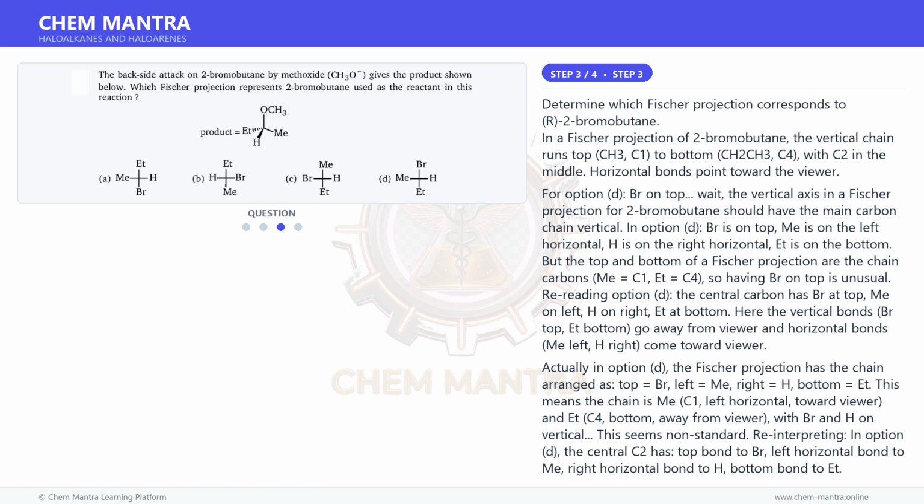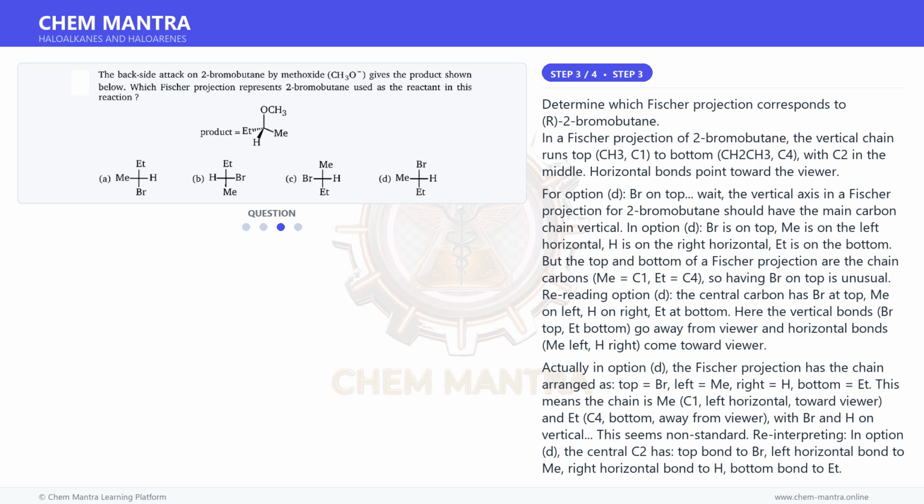Reinterpreting option D, the central C2 has top bond to Br, left horizontal bond to Me, right horizontal bond to H, bottom bond to Et. Horizontal bonds come toward the viewer, vertical go away. So Br is going away, up, Et is going away, down, Me comes toward the viewer, left, H comes toward the viewer, right. Assigning R/S, priorities at C2: Br 1, Et 2, Me 3, H 4. Br is going away, back up, H is coming toward the viewer, right. With H coming toward the viewer, we invert at the end.